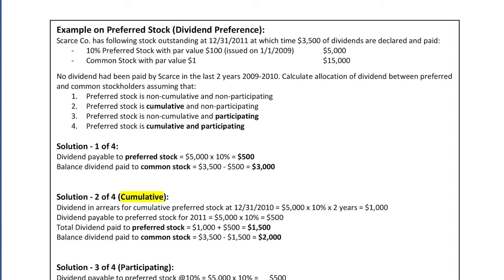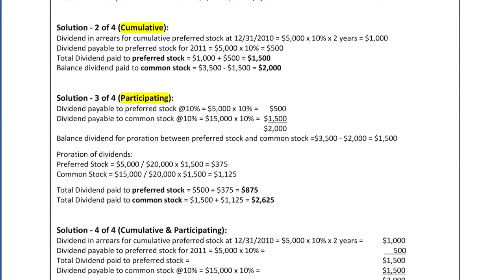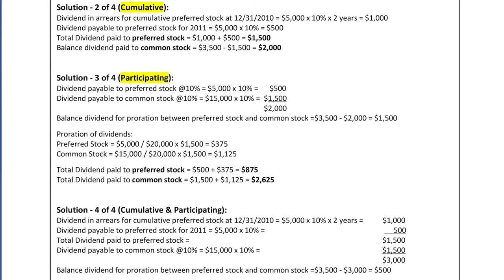Third part, we got participating preferred stock. Now in that case, first we pay out a 10% dividend to the preferred stockholders, $500. Then we calculate the same 10% for the book value of common stockholders. That calculates to $1,500. So that's $2,000 of dividend gone. What's remaining? $1,500.